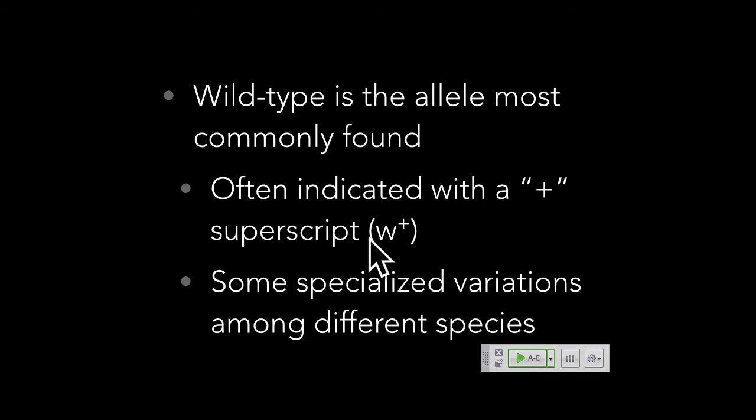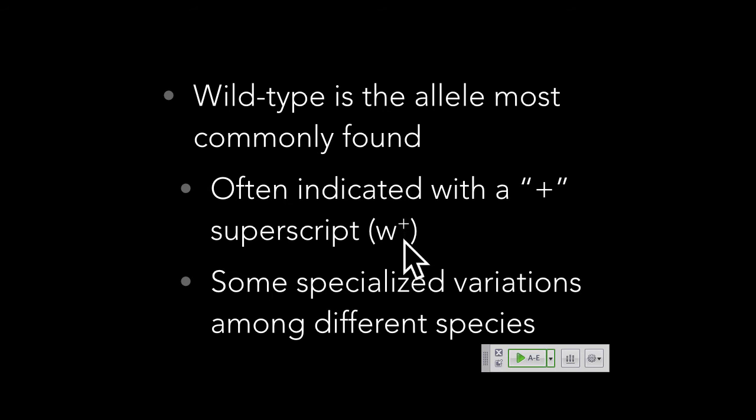All right. As you should know, the wild type is the allele most commonly found out in the world, out in the wild. So if I went to a fruit stand and collected flies from the bananas or wherever they happen to be, most likely they're going to have red eyes. So red eyes are the wild type eye color for fruit flies. And many times that's just indicated with a superscript of a plus. So W plus indicates the wild type allele of the W gene.